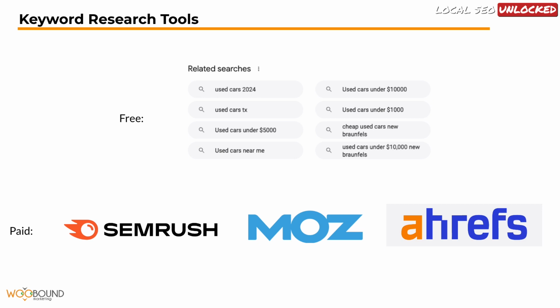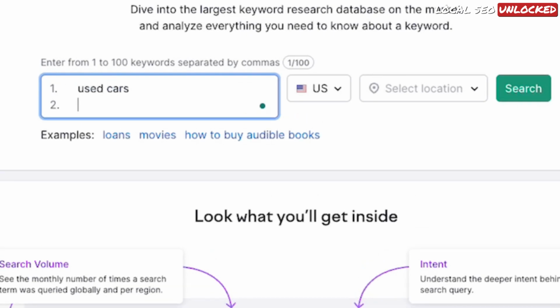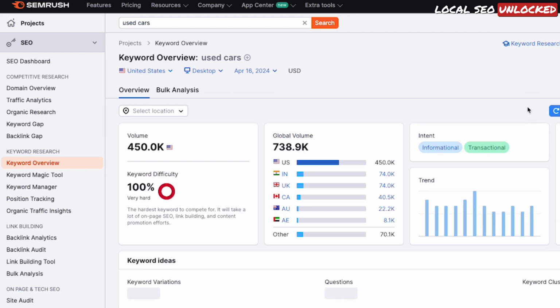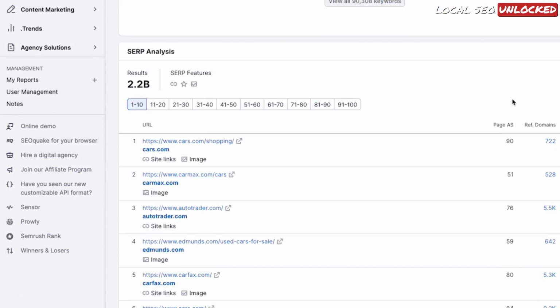So here we have the big three names, SEMrush, Moz, and Ahrefs, which are the three that we use the most. Particularly SEMrush, just because it's a great all-in-one platform. Yeah, it's not perfect, but it does a really good job of making it easy to give me all the data in one place, right? I type in used cars and it shows me ideas, gives me data, monthly search volume, and all that I could need to identify what are going to be good keywords to target.